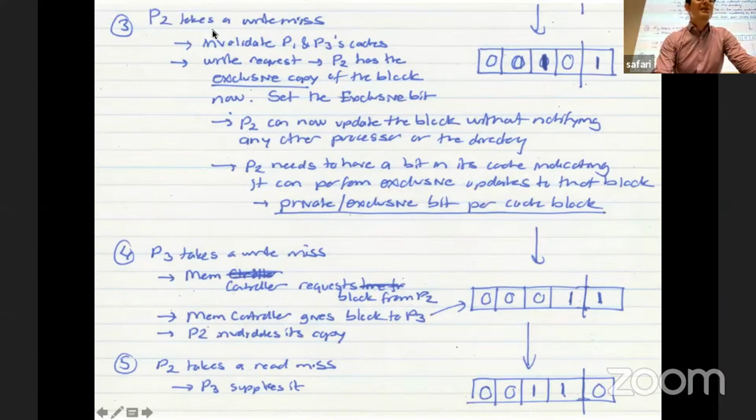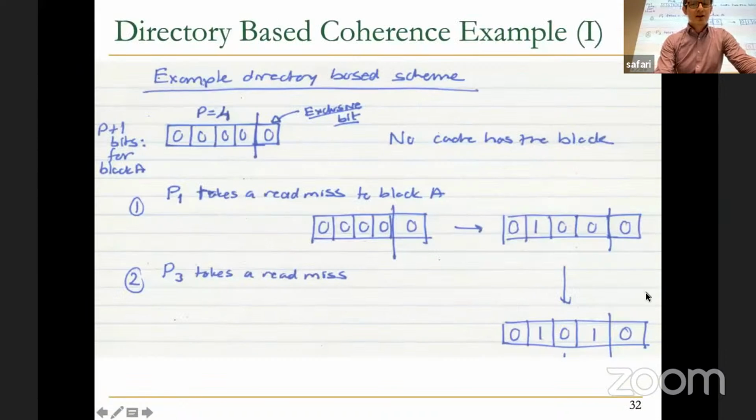Now, the interesting thing happens when processor 2 takes a write miss. So this is the state. Processor 2 says, I want exclusive access to this block. Let's assume that's what write miss means. And it notifies the directory.